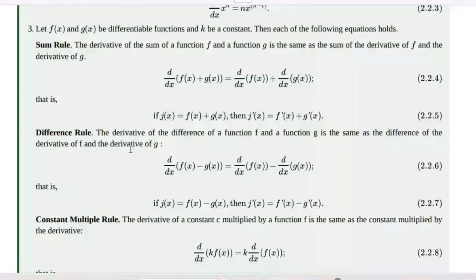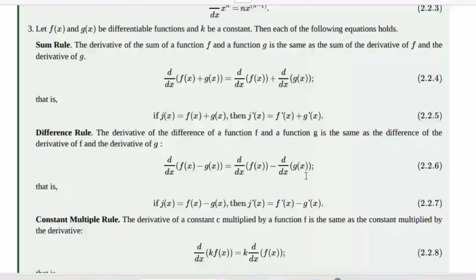Now, difference rule. The derivative of the difference of a function f and a function g is the same as the difference of the derivative of f and the derivative of g. Okay? The derivative of the difference of the function f and g is the same as the difference of the derivative of f and g.